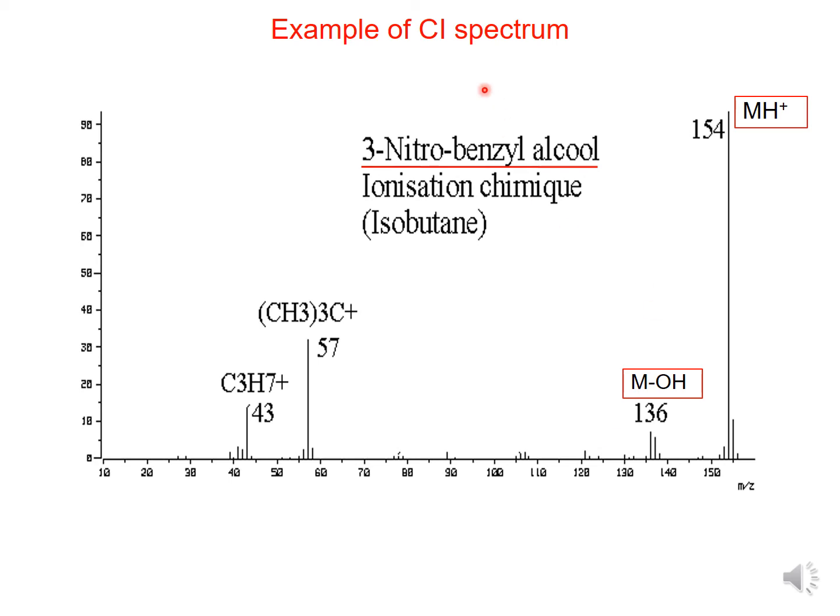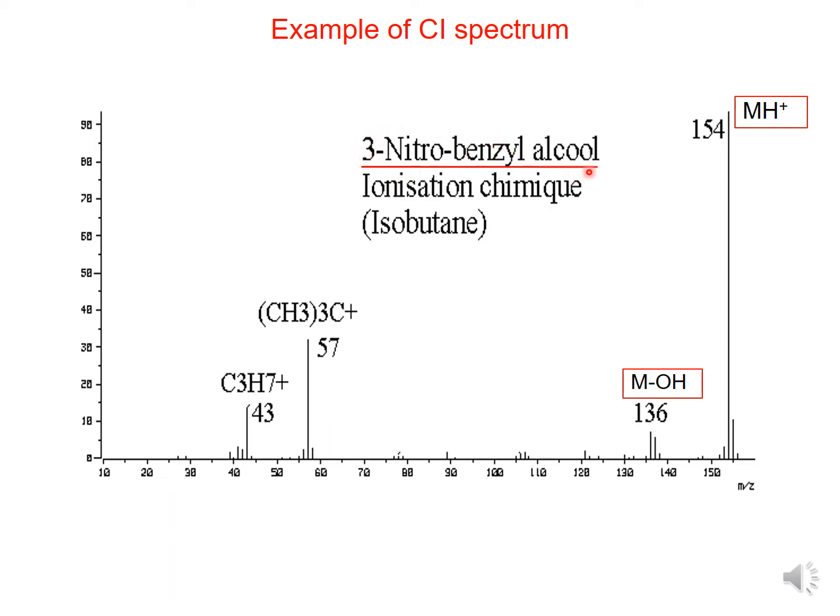Here you have the example of chemical ionization. So this is CI, or EI. EI is electron impact. CI is chemical ionization. So this is the example of the chemical ionization spectrum of the 3-nitrobenzyl alcohol.